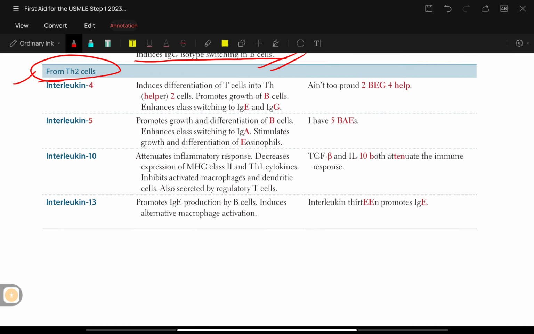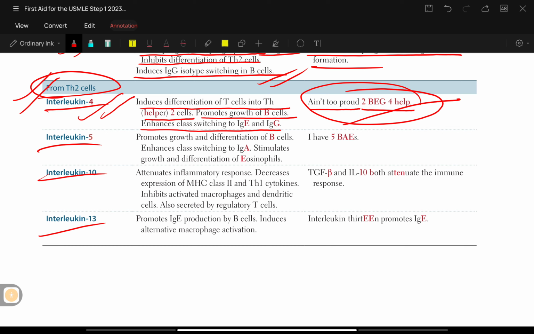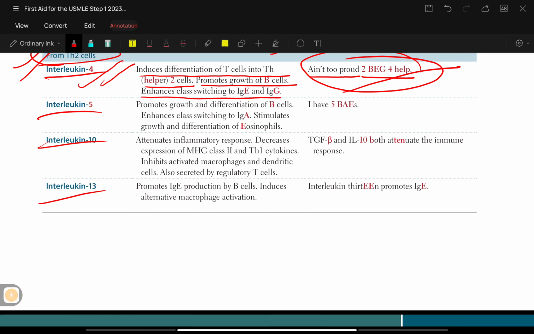Now from T helper 2 cells, the interleukins 4, 5, 10 and 13 are secreted. Interleukin 4 induces differentiation of T cells into T helper 2 cells, promotes growth of B cells, enhances class switching to IgE and IgG. So it is given to remember about interleukin 4.